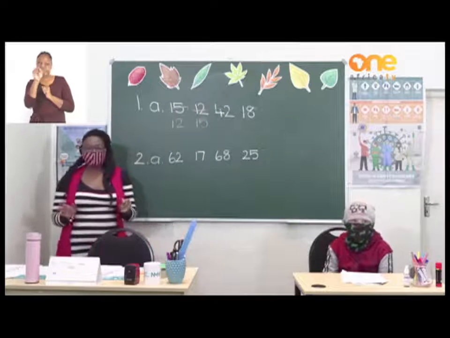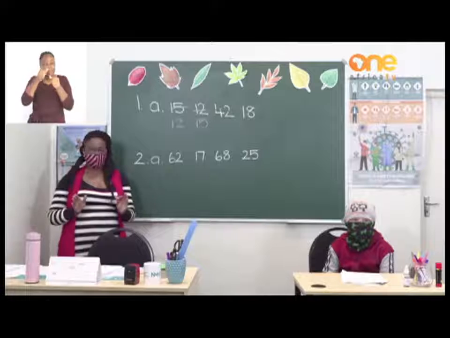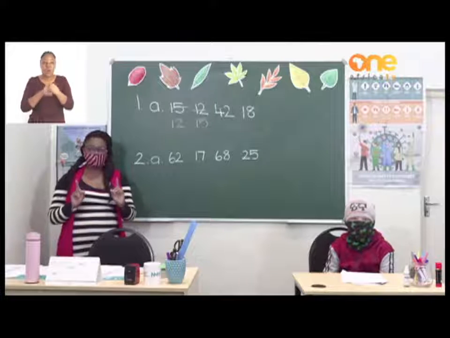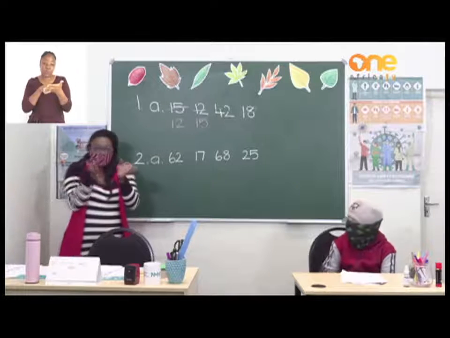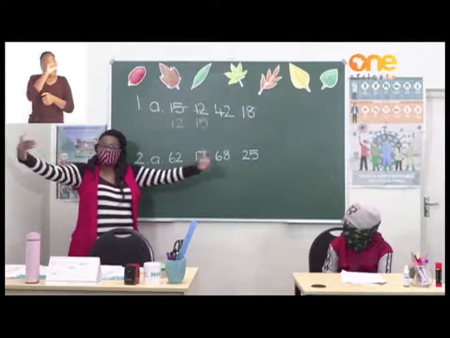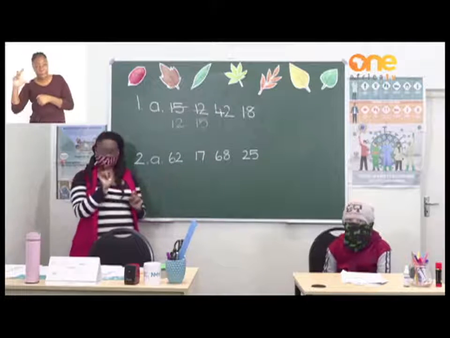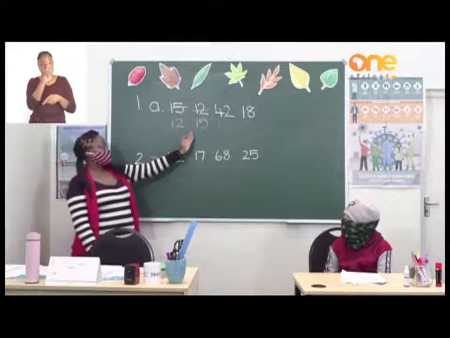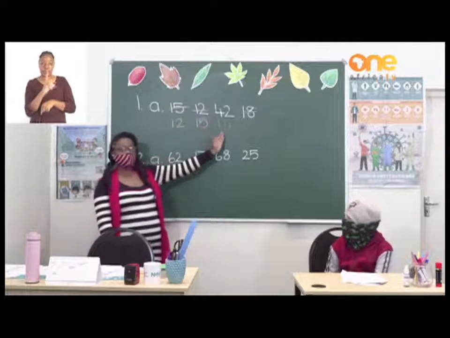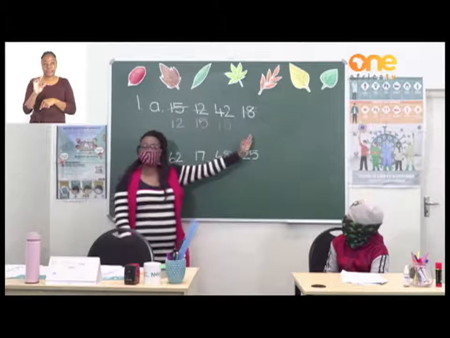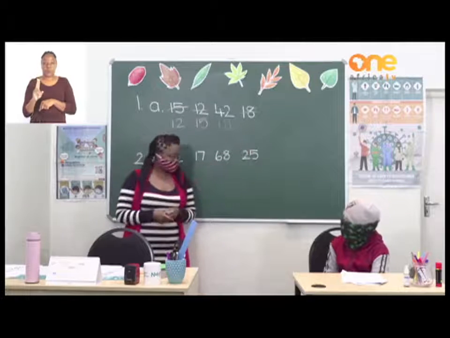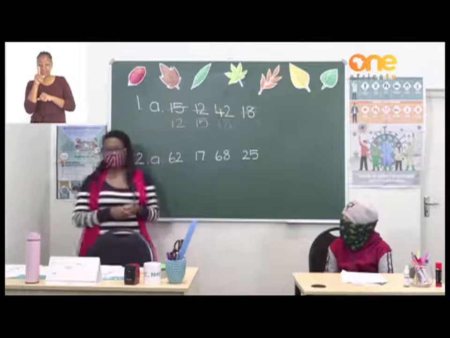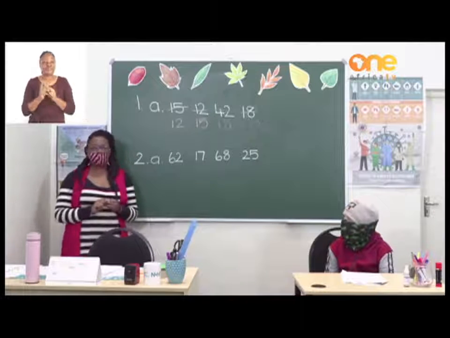Now remember, children, you have to check your work. And remember the instruction. This one said from smallest to biggest. So now we're going to check our numbers again. Here we have 12, 15, 18, and 42. Do you think it's correct? Yes, it is correct. I hope you did the same at home.